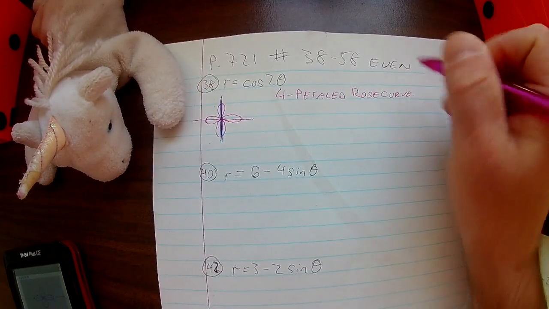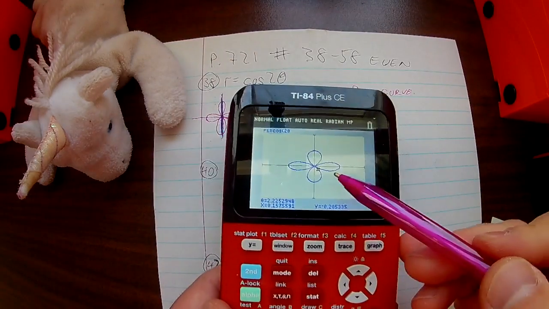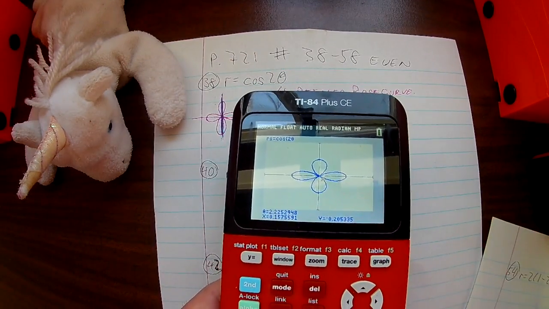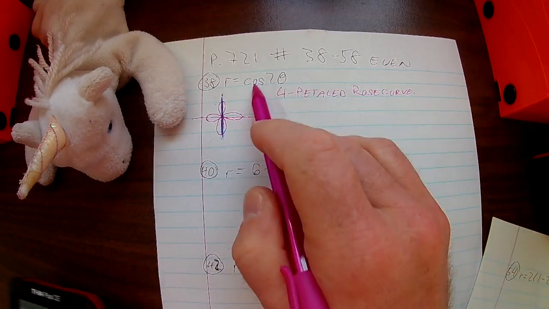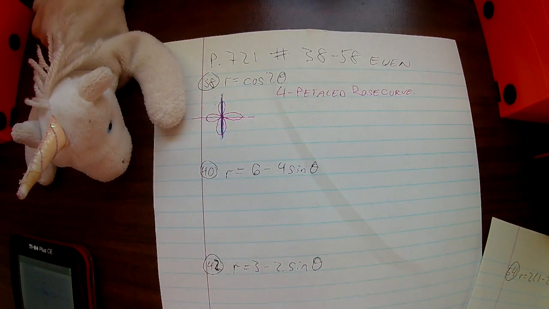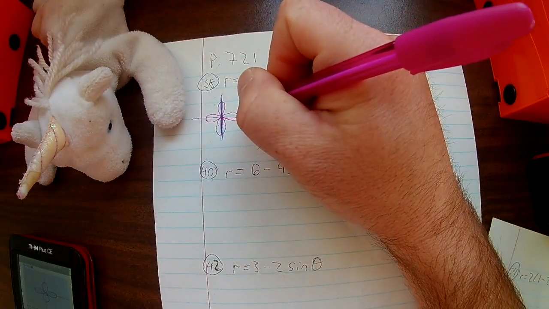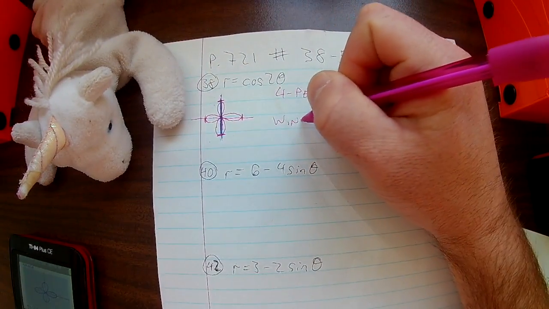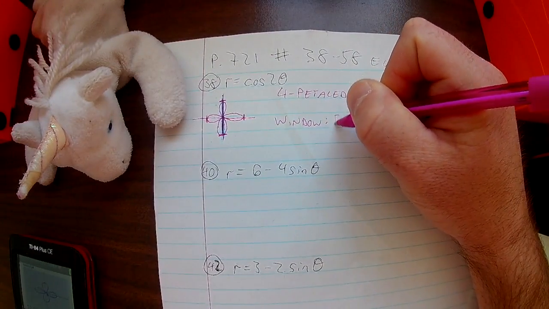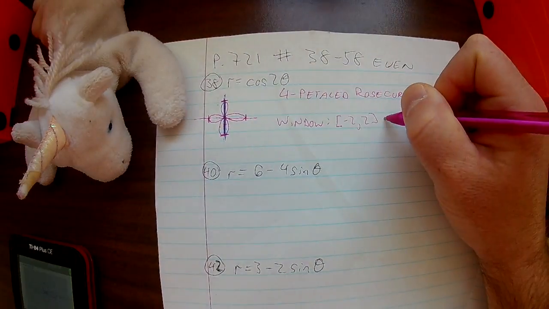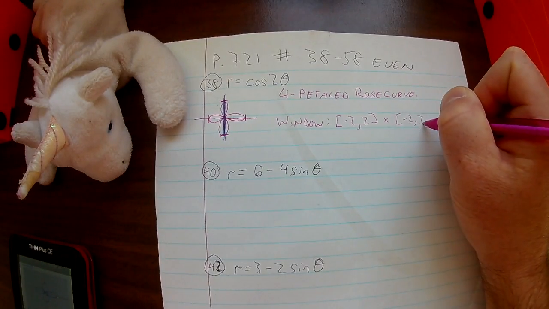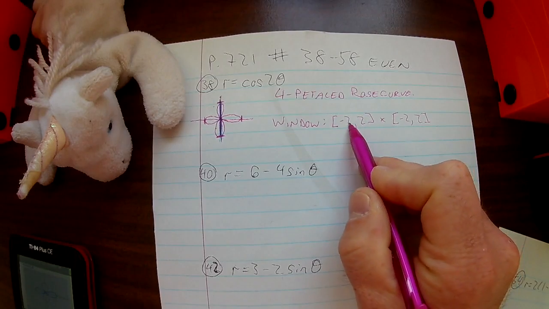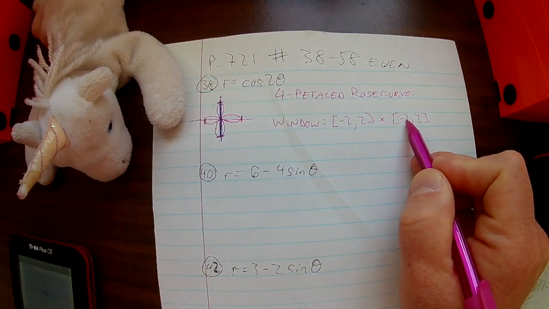curve. And if you wanted to get more in depth, you could also identify that the axes split the petals in half instead of going between the petals, just to emphasize that it is a cosine curve. But I don't think the directions ask us to do that. We just have to describe the viewing window and describe the curve. Maybe I can just say my window that I used was from -2 to 2 by -2 to 2. And that's just x min, x max by y min, y max.